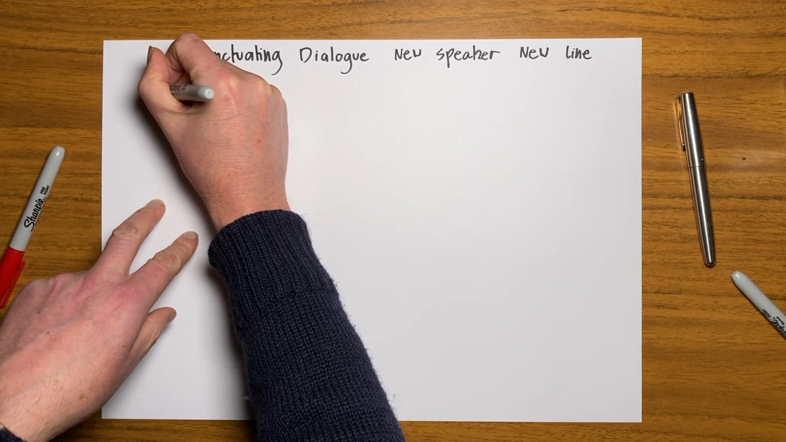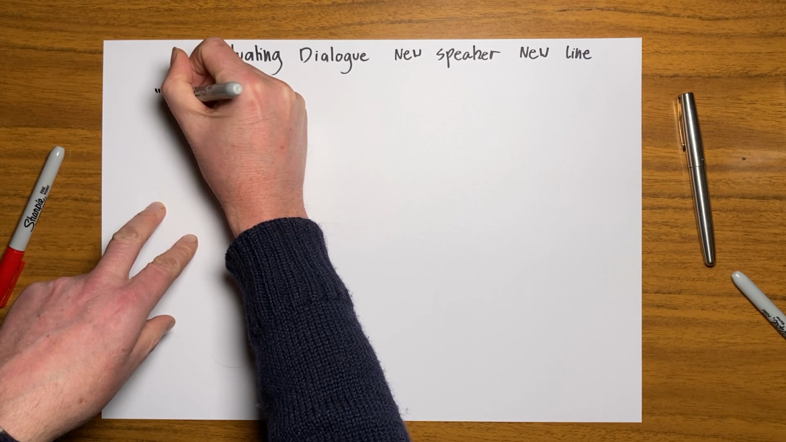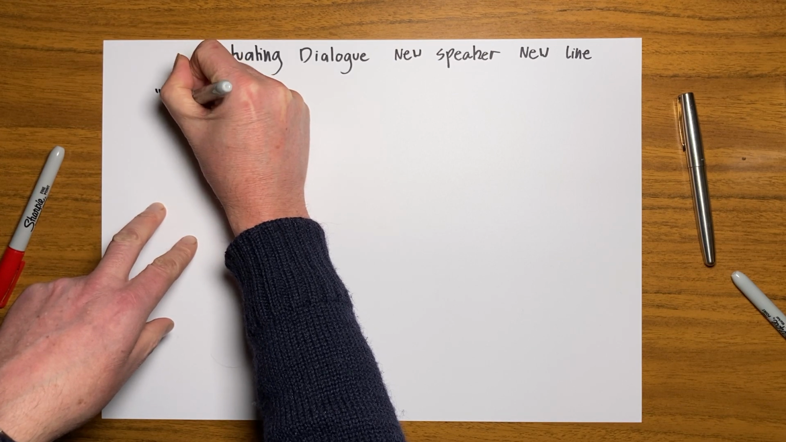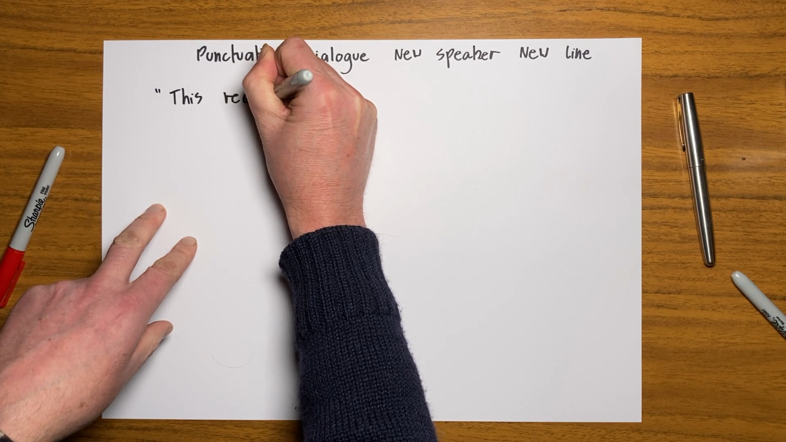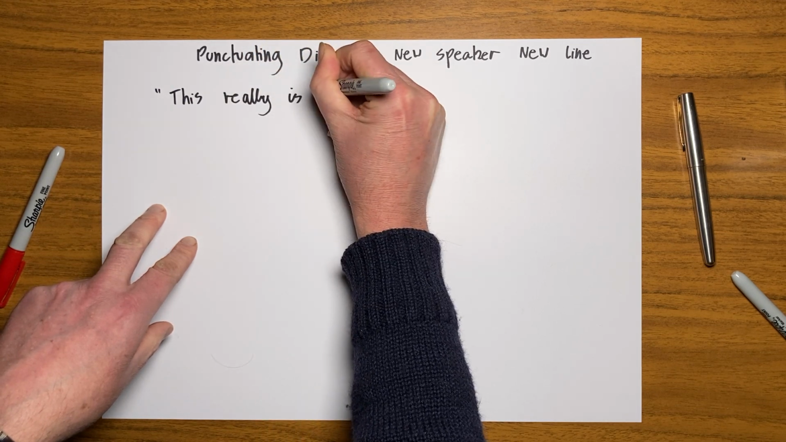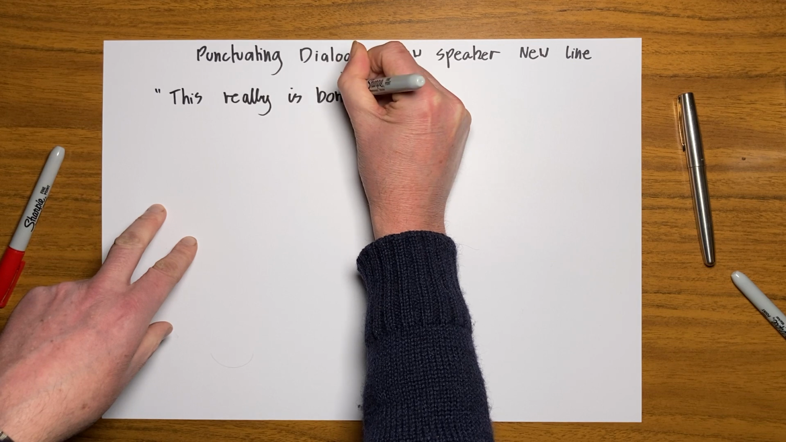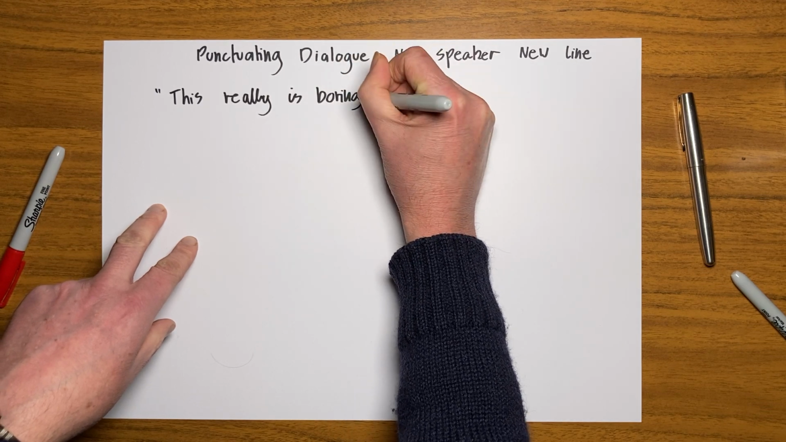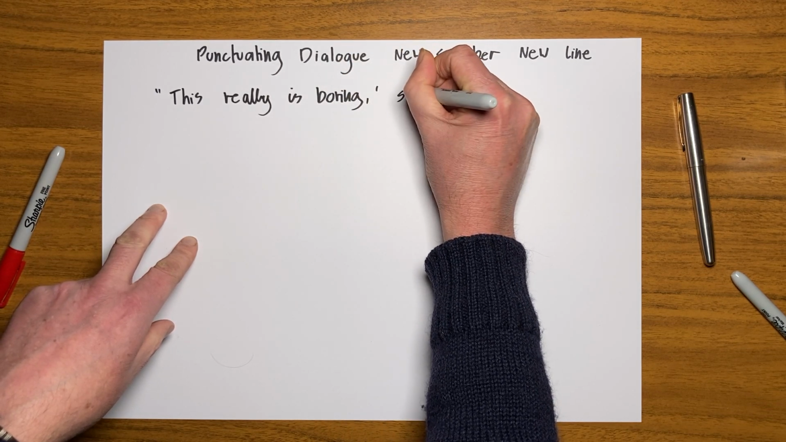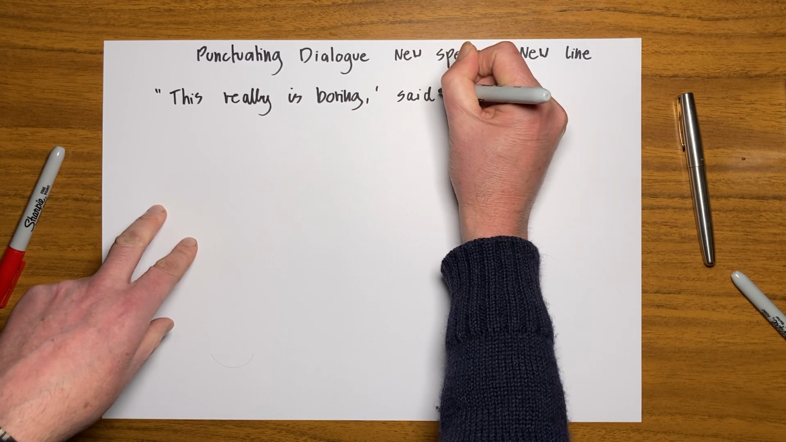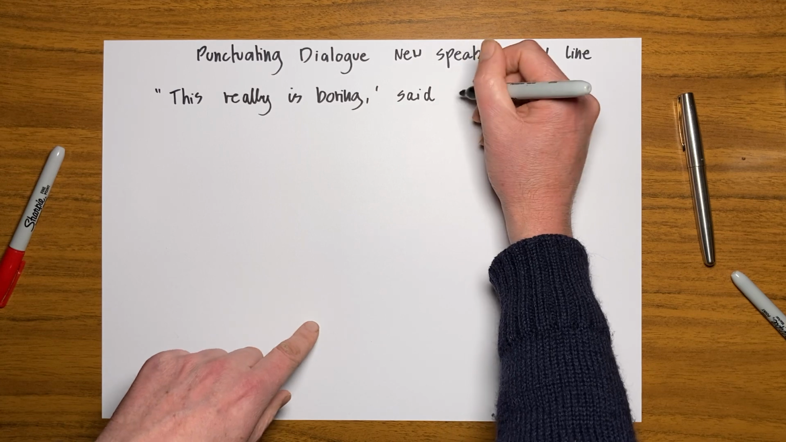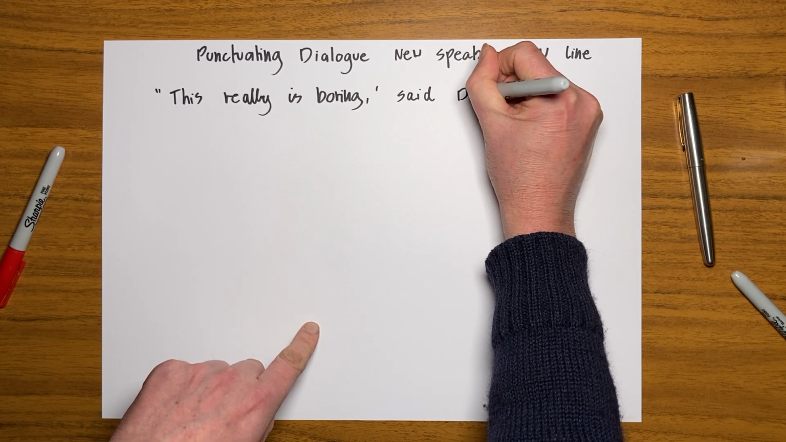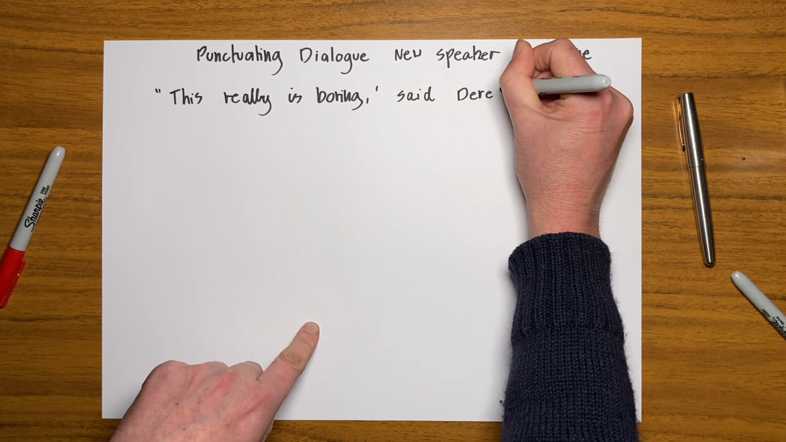So here we go. "This really is boring." Let's have someone else apart from Alfie. Let's have Derek. There we go. "This really is boring," said Derek.